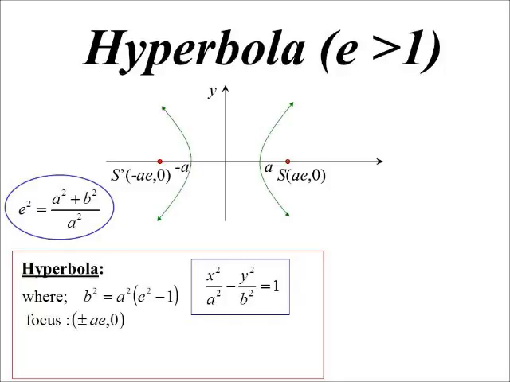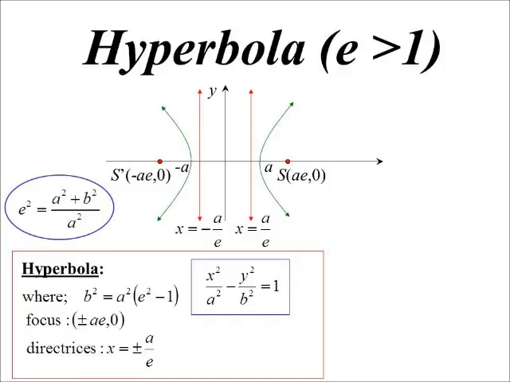Foci is still exactly the same. So it's still ae, 0. That doesn't change. Directrices are still a divided by e. That doesn't change. What changes is because the eccentricity is now greater than 1, instead of the directrices being on the outside of the focus, you'll notice they now come on the inside of the focus.